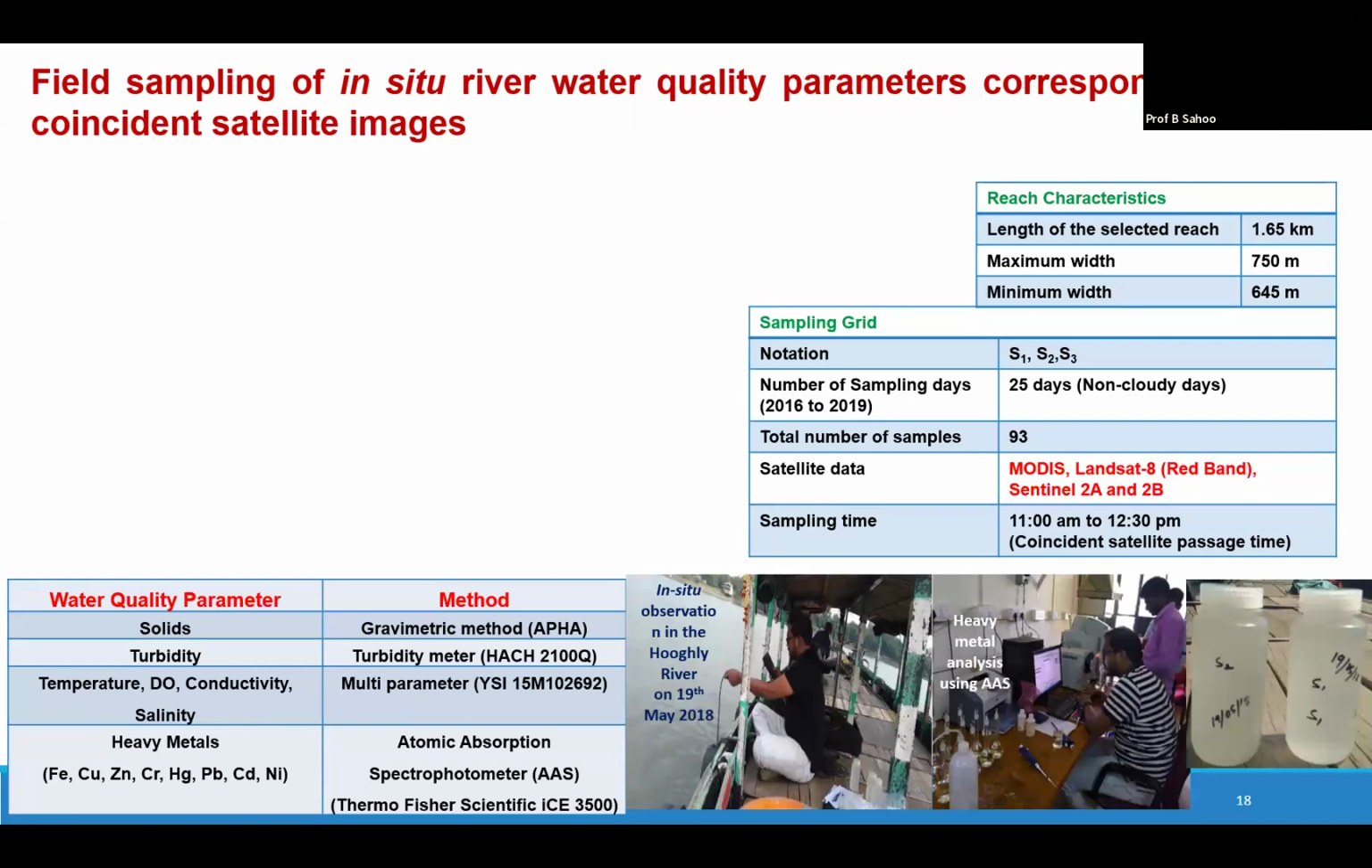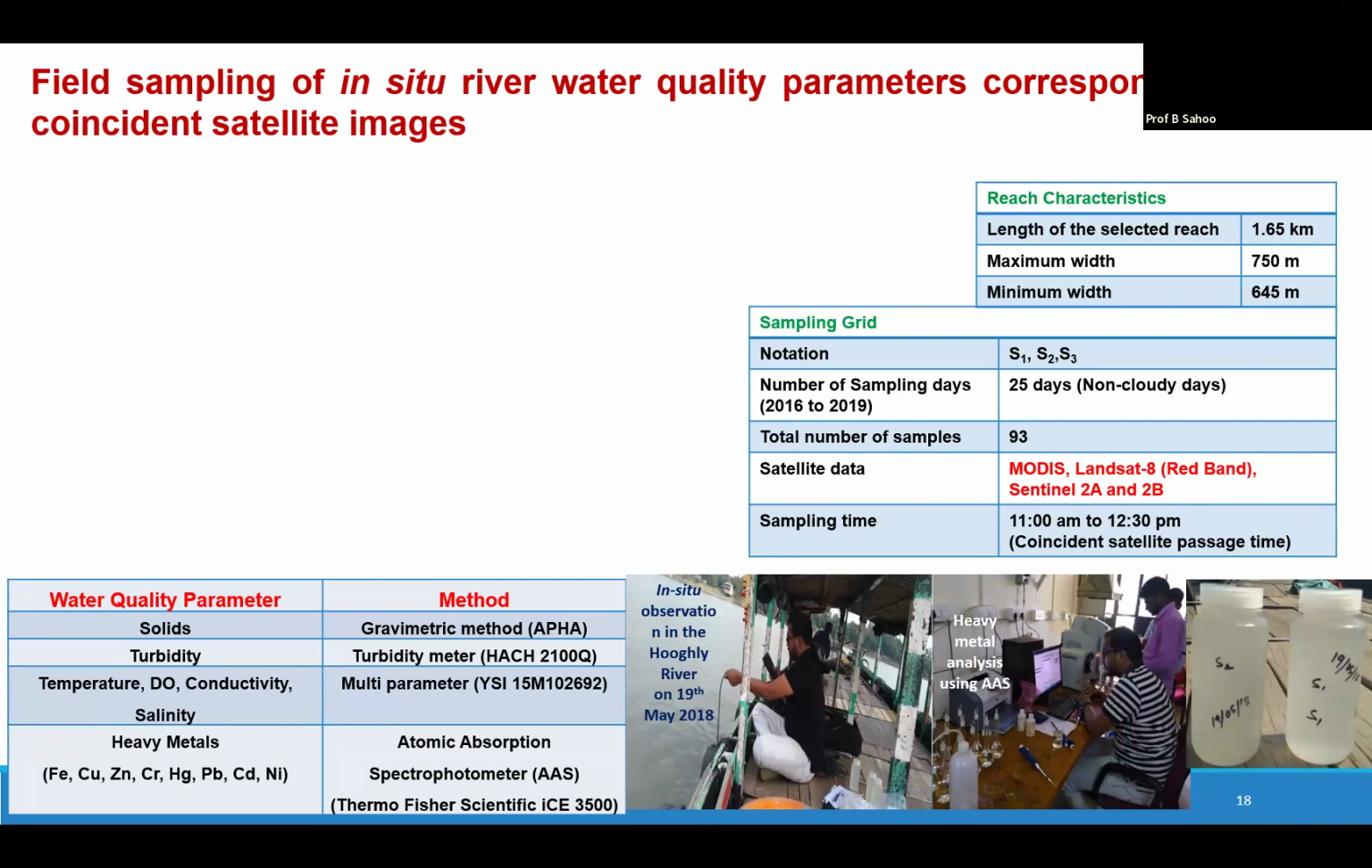It is seen that the red band is mostly correlating with these water pollution parameters. For developing the model, we check the satellite revisit time. Generally, for every satellite, they have already published that the satellite will pass this area on this day and during this time.